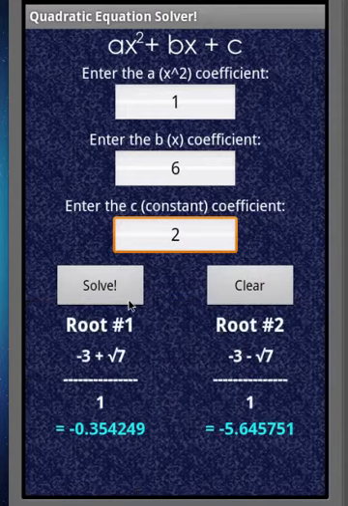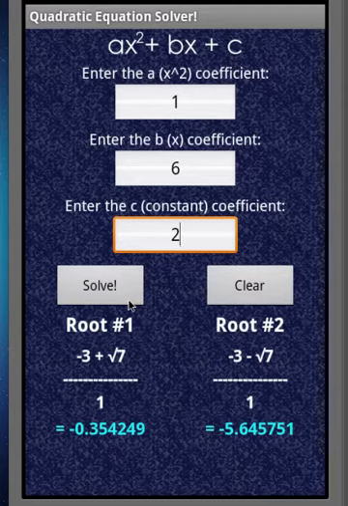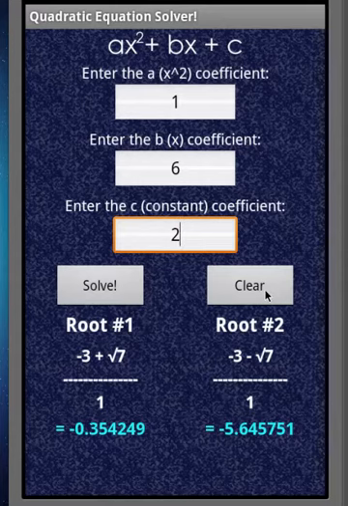And let's solve that. And as you can see, the answer is in kind of a notation that involves square roots. The first root is -3 plus the square root of 7 over 1. And the second root is -3 minus the square root of 7 over 1 with a decimal approximation below. Again, just an approximation because it's an irrational number. But the first root you get -0.354249, and root 2 you get -5.645751. So it kind of puts it in a form that's kind of nice. And it also gives you that approximation too.